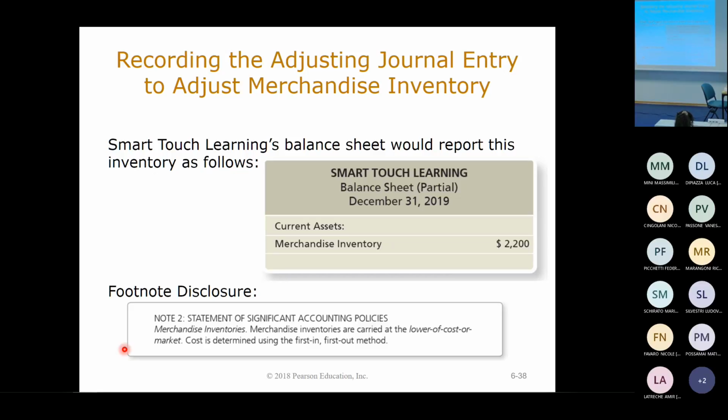Of course, you also need disclosure. You need to explain this. You need to tell the investors we did this, and the value was decreased because of the application of this rule.